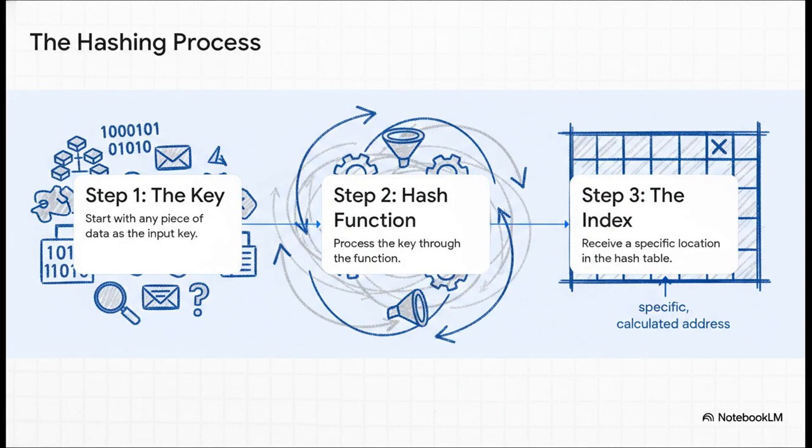And what's really cool here is how direct this whole process is. See, it's not a search, it's a calculation. You start with any piece of data. We'll call that the key. You run it through the hash function, and bam, it instantly spits out the index, the exact address where that data lives. It's almost like having a calculator that can tell you the exact page number for any word in a book.